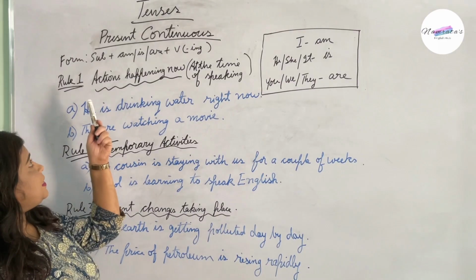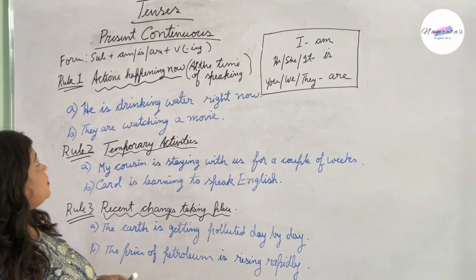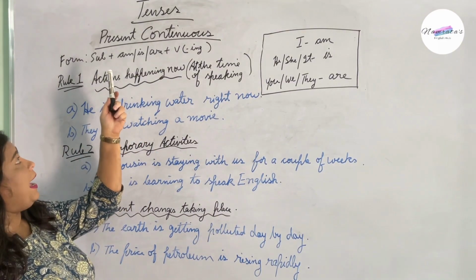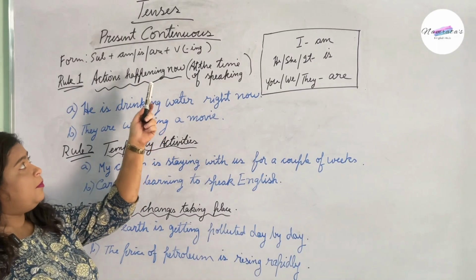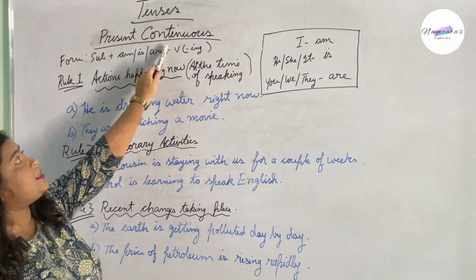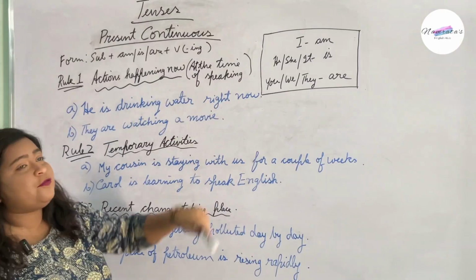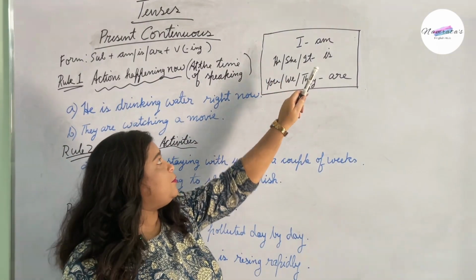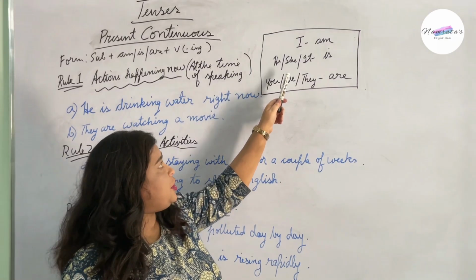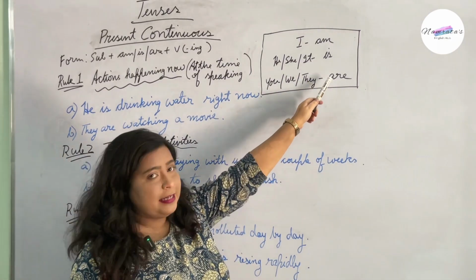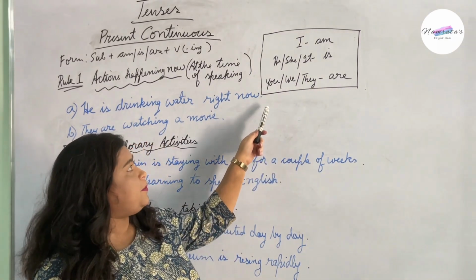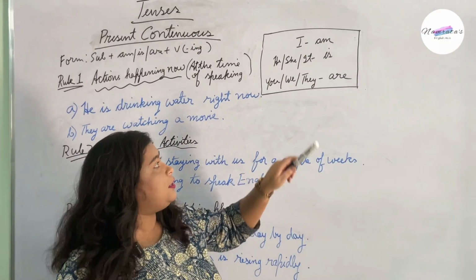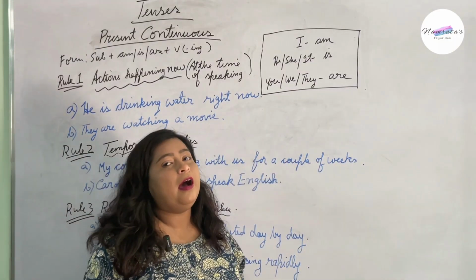Next one is present continuous. The form is subject, am, is or are plus verb. But since it is continuous tense, we use the ing form of the verb. With I, that is first person, we use am. He, she or it, that is third person, we use is. And for second person or third person plural, that is we or they, we use are.